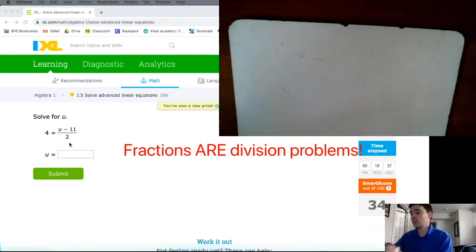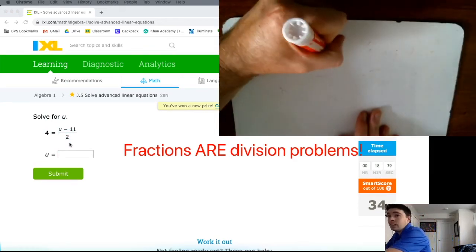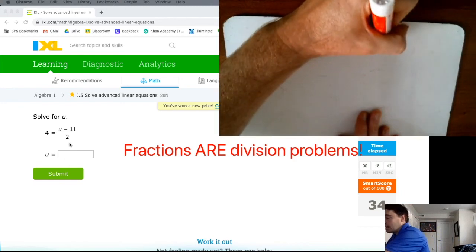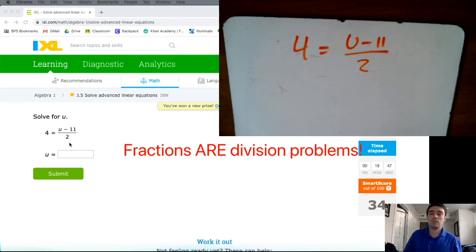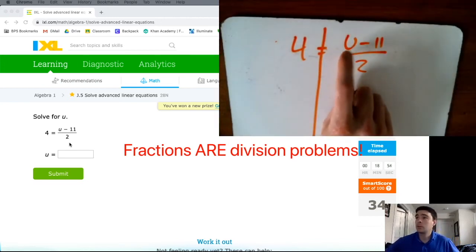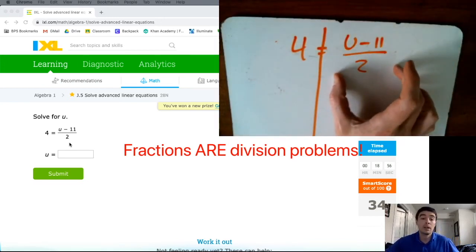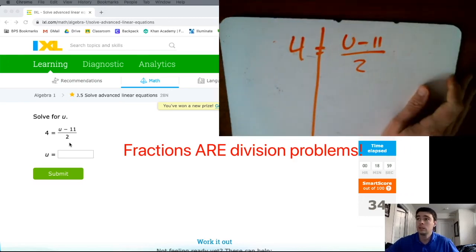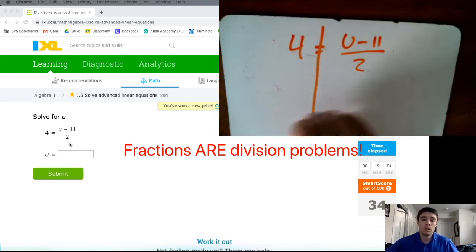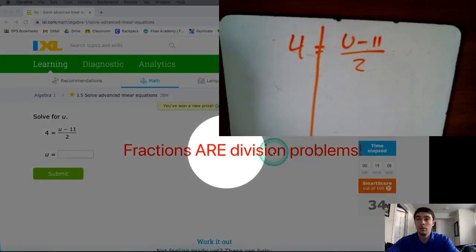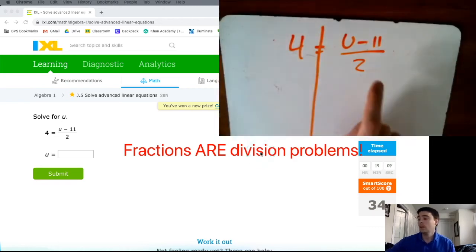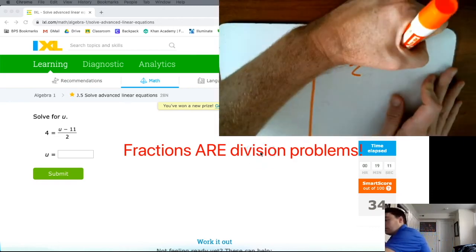So I'm going to copy this equation. 4 is equal to u minus 11 divided by 2. That's what a fraction means. It means division. So I'm going to draw my river, the line through the equal sign, and I see that the u, the variable, is sitting here in the right expression, and I want to start getting the u all by itself. If the u is part of a fraction, the first thing I want to do is get rid of the fraction. And if fractions are nothing more than division problems, then the opposite of division is multiplication.